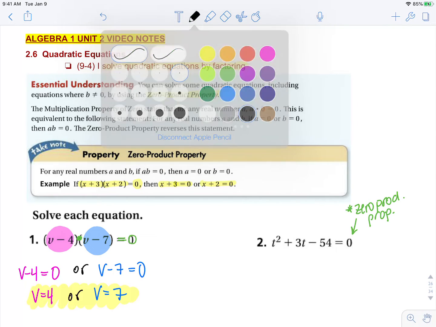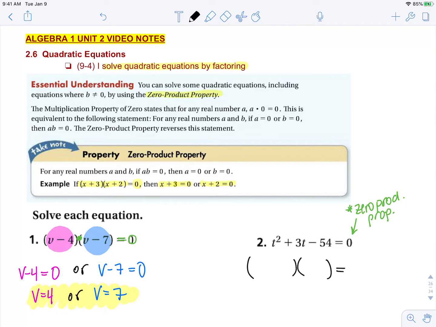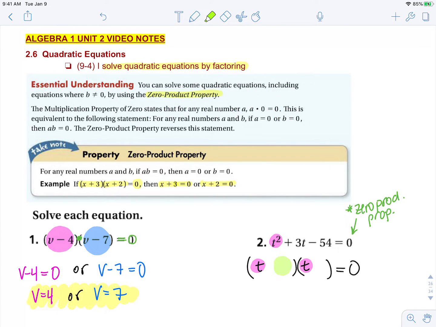I can break down this trinomial using guess and check, right? These first two spaces have to multiply to make t squared. They can be t and t. And these last two spaces need to multiply to make negative 54. And I'm going to choose strategically. I know that this is going to be positive 9 and negative 6.